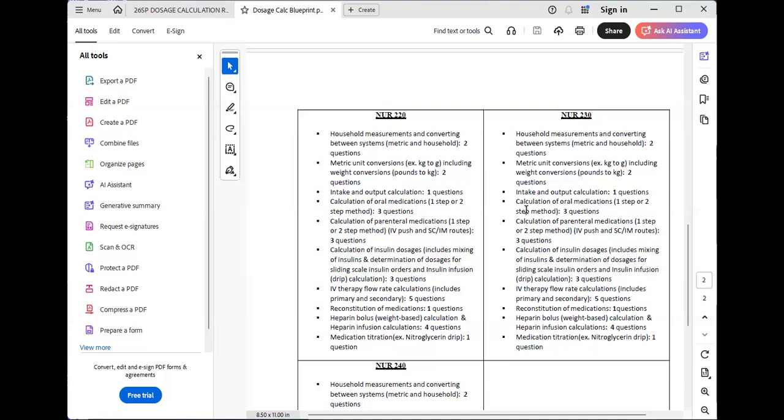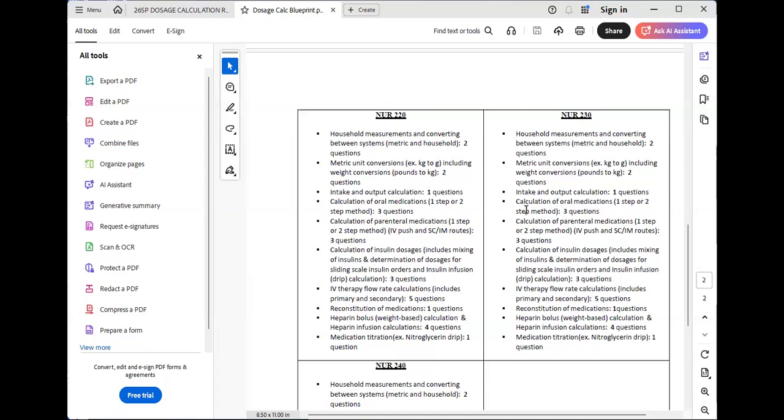You're responsible for knowing a lot of the same things you have done already in 110 and 130. You have to know how to do your household measurements, so metric to metric, household to metric, and even some household to household. You need to know how to convert pounds to kilograms. You're going to need to know how to calculate the amount of fluid intake. They're going to give you the patient, what the patient ate for lunch, and you need to convert what they ate for lunch in teaspoons, tablespoons, cups, ounces, quarts into milliliters.